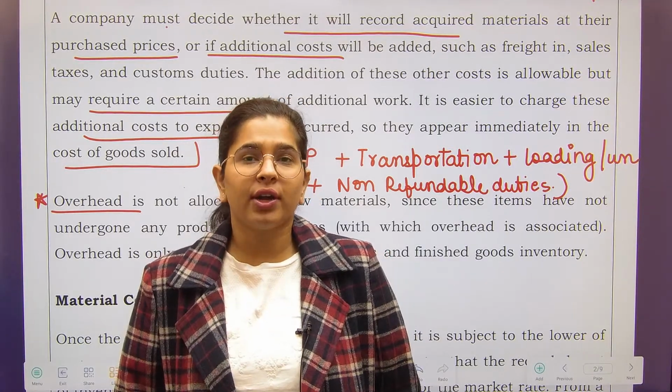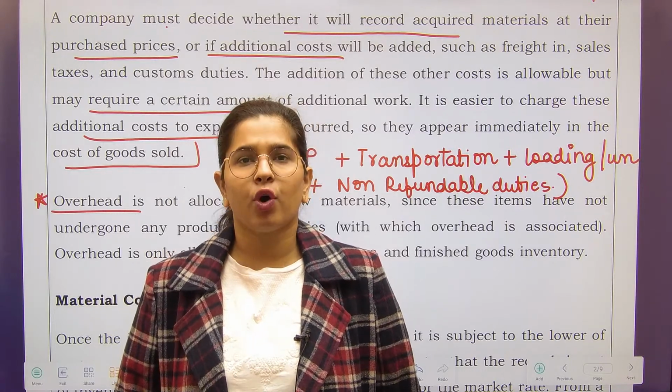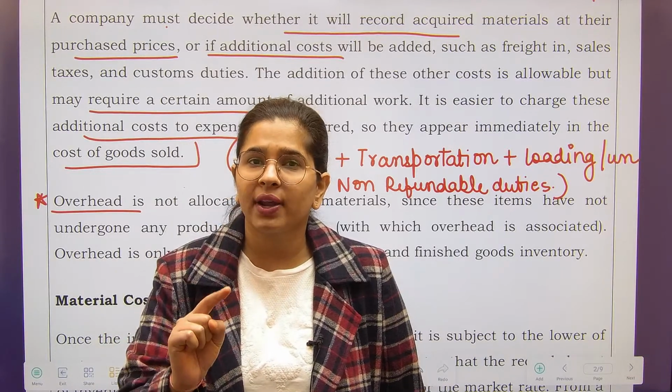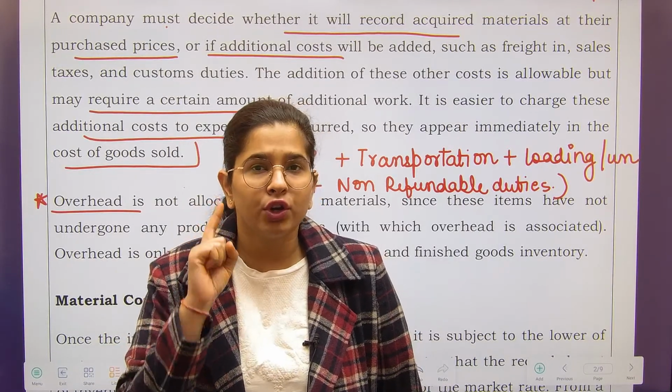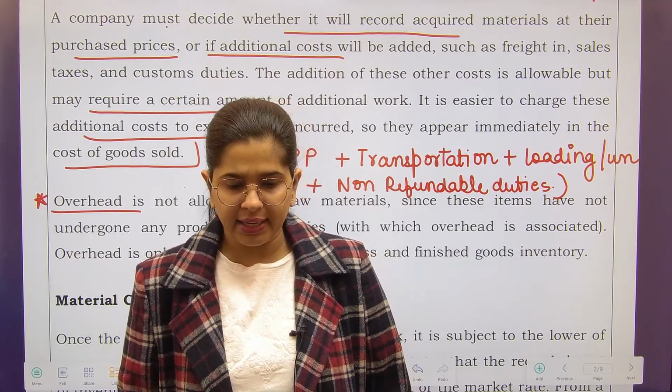So if you have not done any work on that raw material, you are going to perform work on the finished goods. So you will be adding overheads in finished goods. You will not add overheads in the cost of raw material. Is that clear?